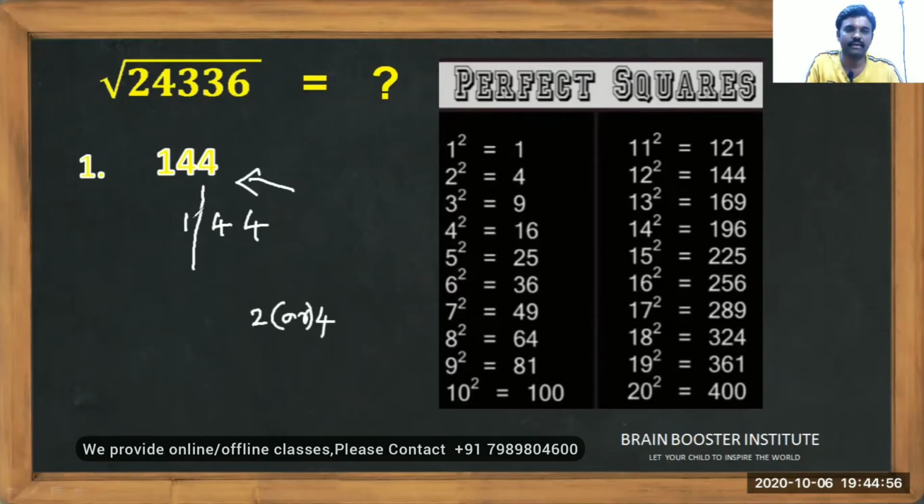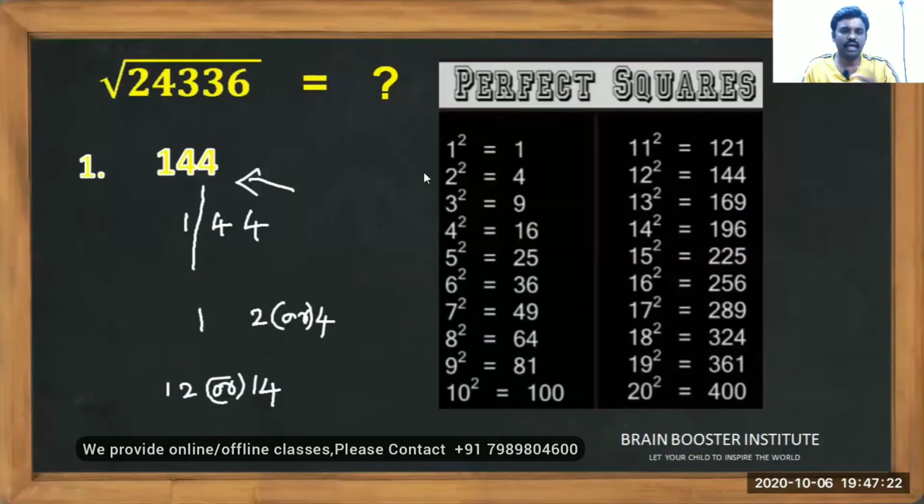And the next part I am taking now. The second part is only 1. We need to take the nearest perfect square of this 1. This 1 is nothing but 1 square. That's why let us take 1 here. So here we are getting a doubt: the square root of 144, whether 12 or 14.